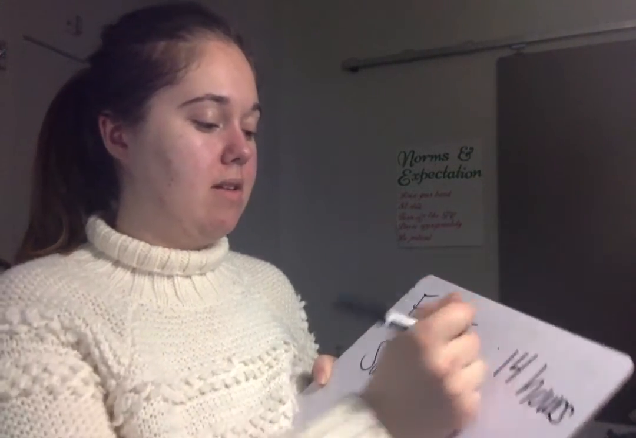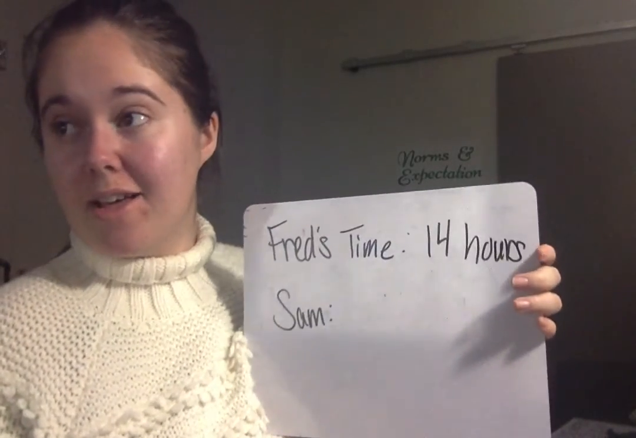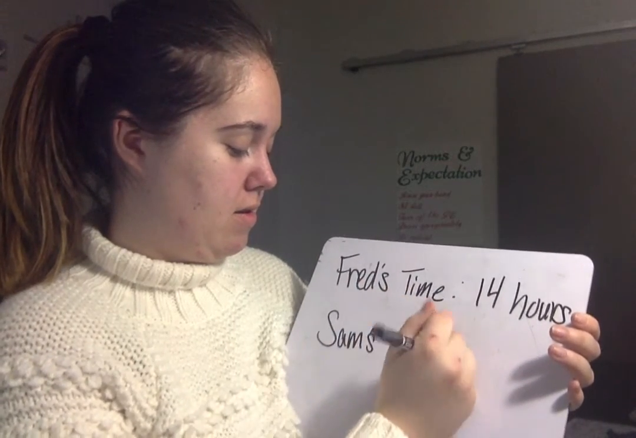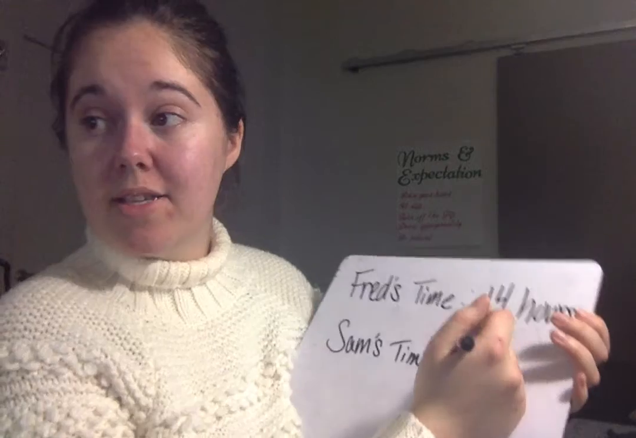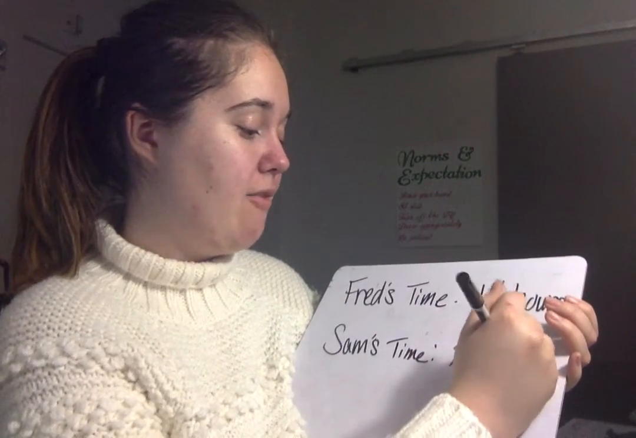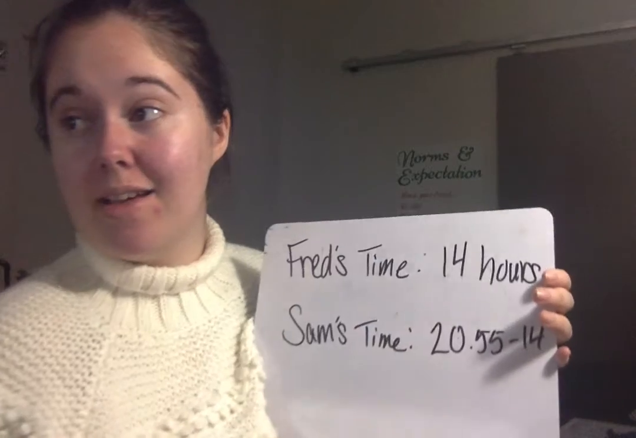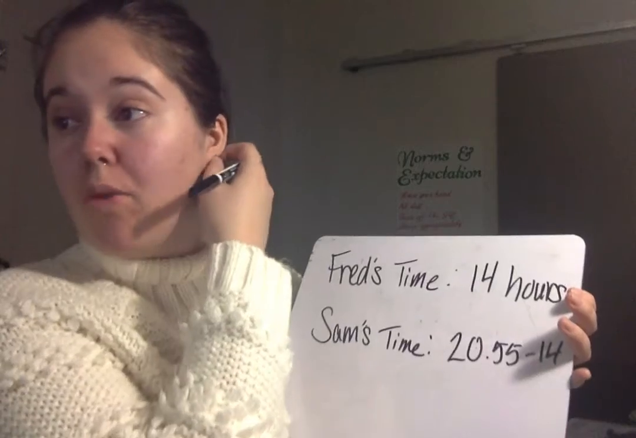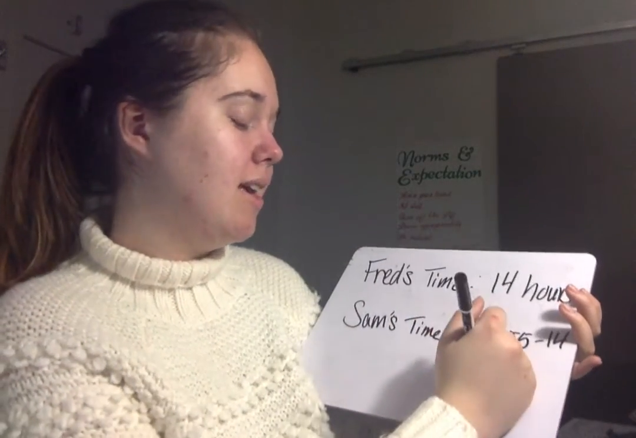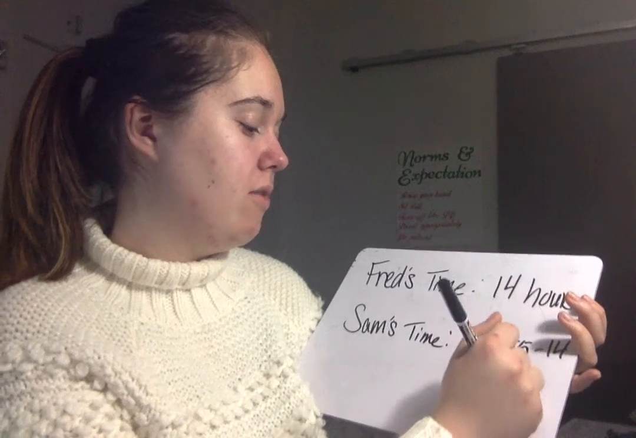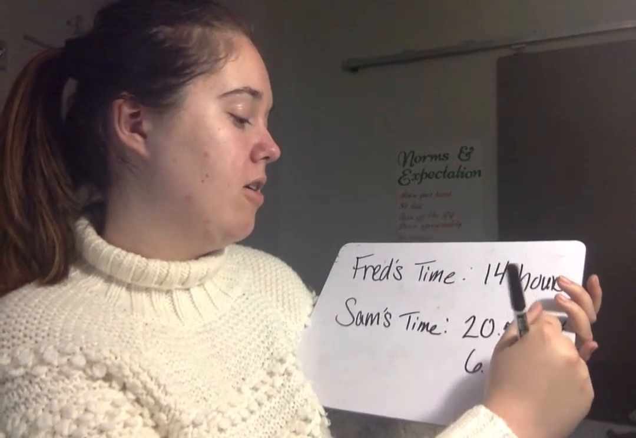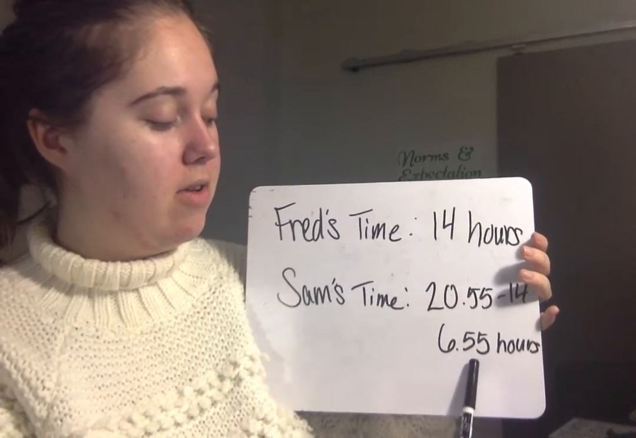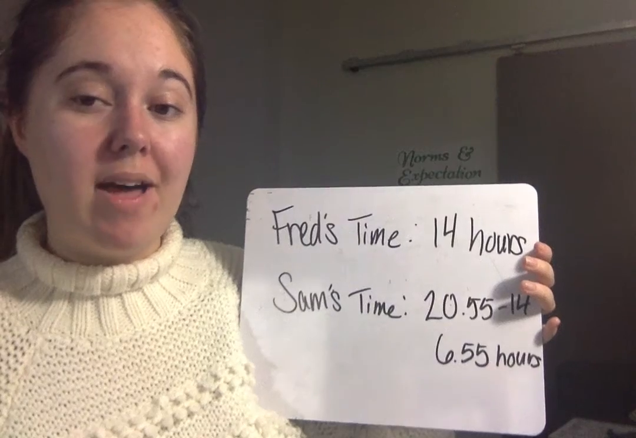Maybe I should be doing it like that, so it's labeling. All right, so Sam's time. Sam's time, we know, is going to be 20.55 minus 14. Right, because we knew 20.55 minus t was his time. So 20.55 minus 14 gives us 6.55 hours. Sam's prediction is that he's going to run all of that in 6.55 hours.